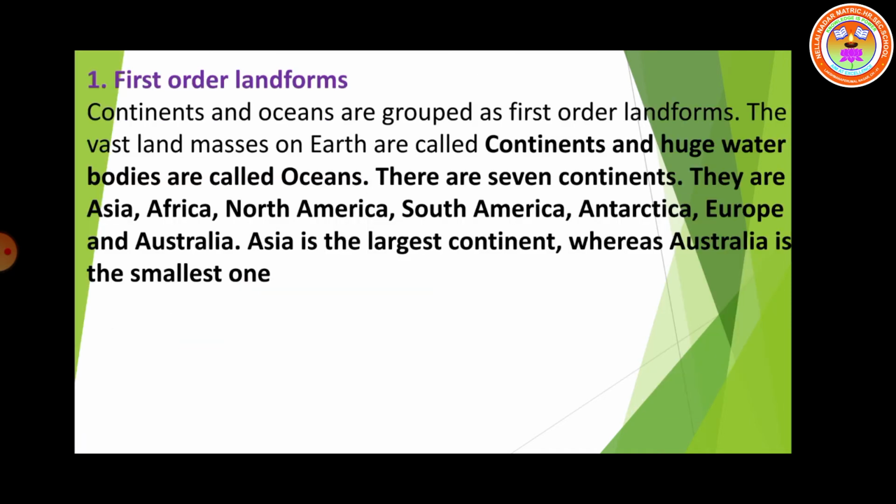So continents and oceans are grouped as first order landforms. The vast land masses on earth are called continents and huge water bodies are called oceans. There are 7 continents. What are the continents? Asia, Africa, North America, South America, Antarctica, Europe and Australia. Which is the largest continent? Asia. Which is the smallest one? Australia.